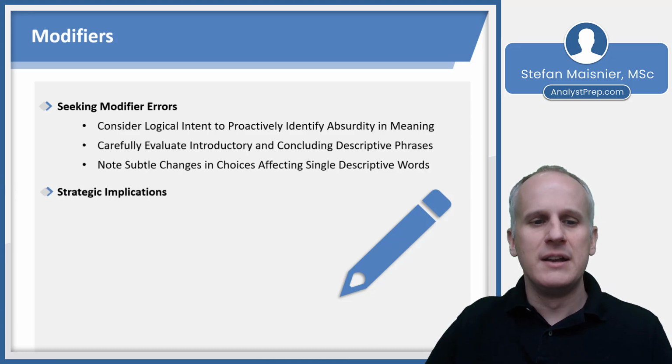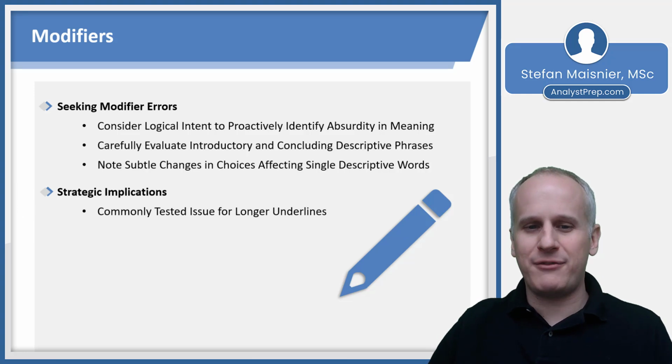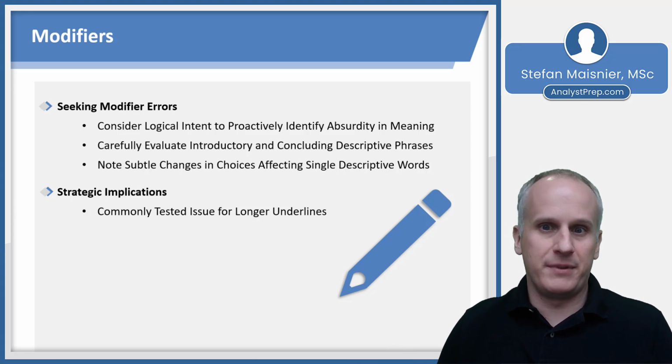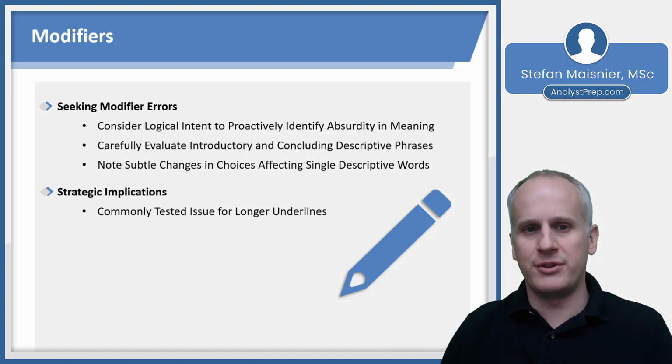Now, strategically, this means that modifiers are a commonly tested issue for longer underlines. It just so happens that when you're moving entire phrases, you often need to underline more on the exam. So if you've got a long underline, you really want to make sure that any modifying phrases are properly placed to describe their intended object or subject.